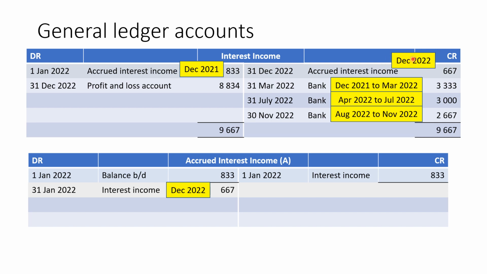So that was the interest that was earned as interest income, and we showed that as an asset. That's an amount that is owing to us. We will receive that 3 months into the following year.